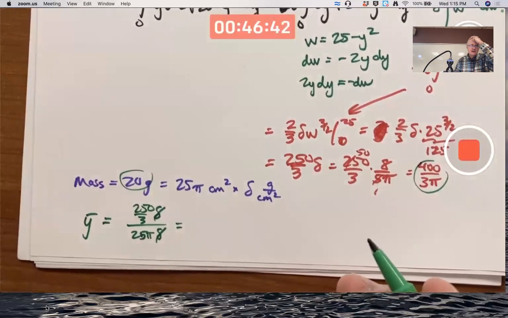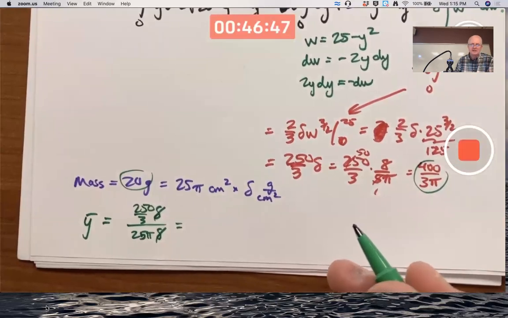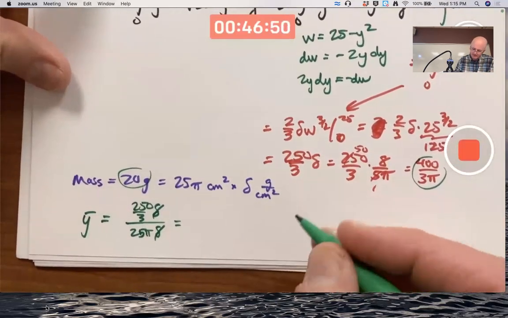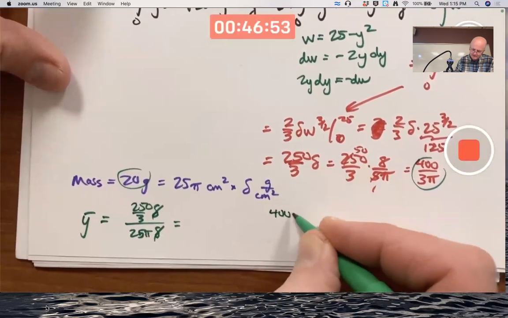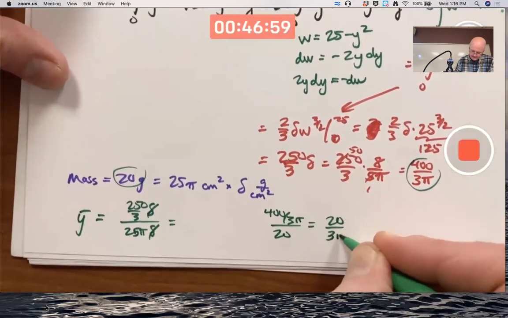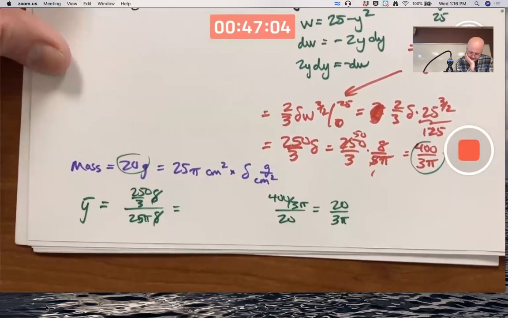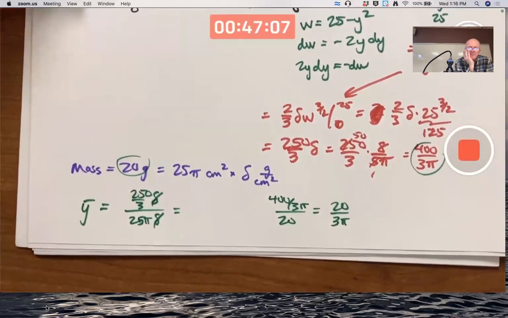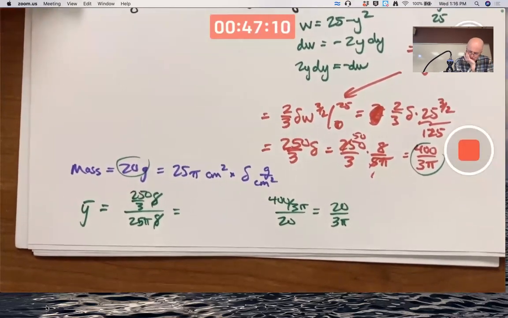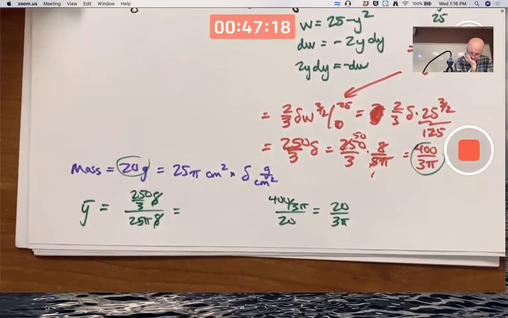Did I make a mistake? Is everything okay here? I do it as 400 over 3 pi divided by 20. That simplifies to 20 over 3 pi. This looks like it simplifies to 10 over 3 pi, so I'm feeling like I'm making a mistake somewhere. I'm not sure where my mistake is. There's got to be a mistake somewhere.